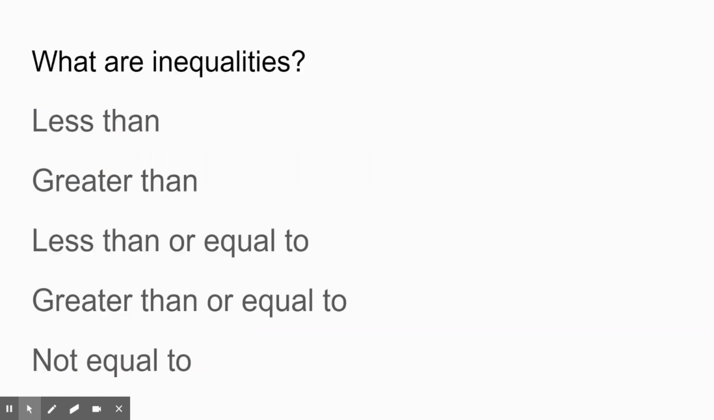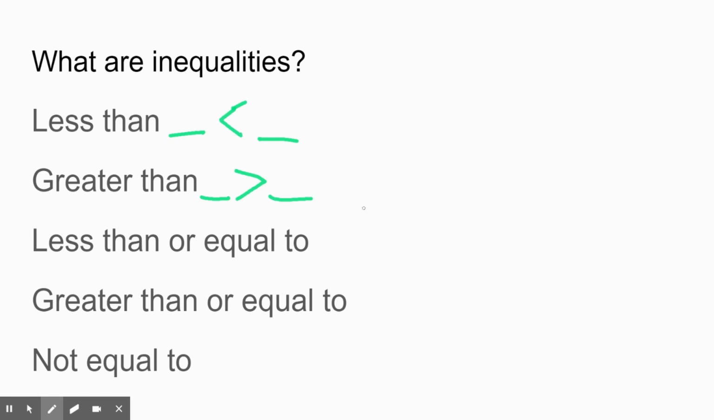So what are inequalities? Let's just review these real quick. We have 5 of them: less than, greater than, less than or equal to, greater than or equal to, or not equal to. Less than looks like this. Whenever you're talking about one of them, always think of what is here. This is going to be less than whatever is here. Greater than is the other direction. This is greater than this.